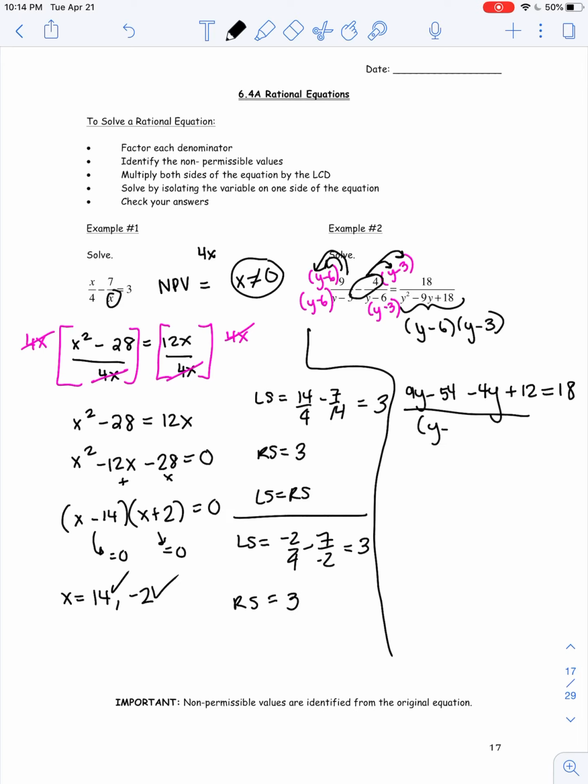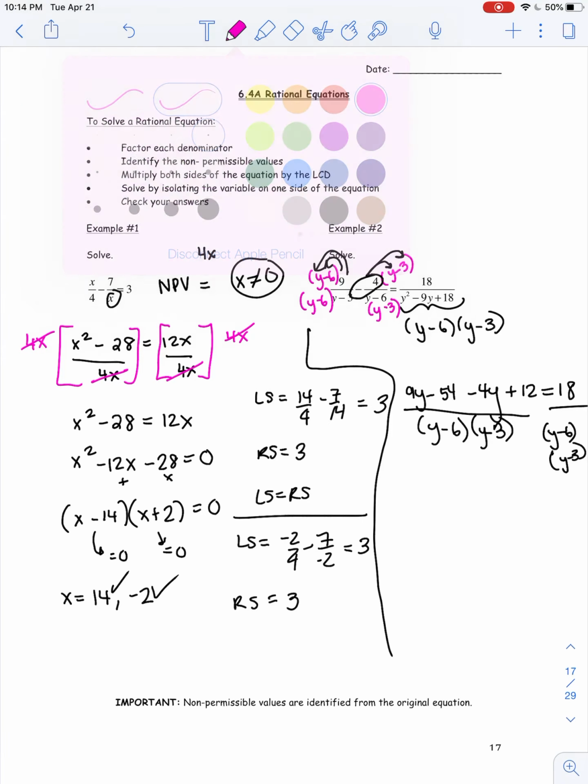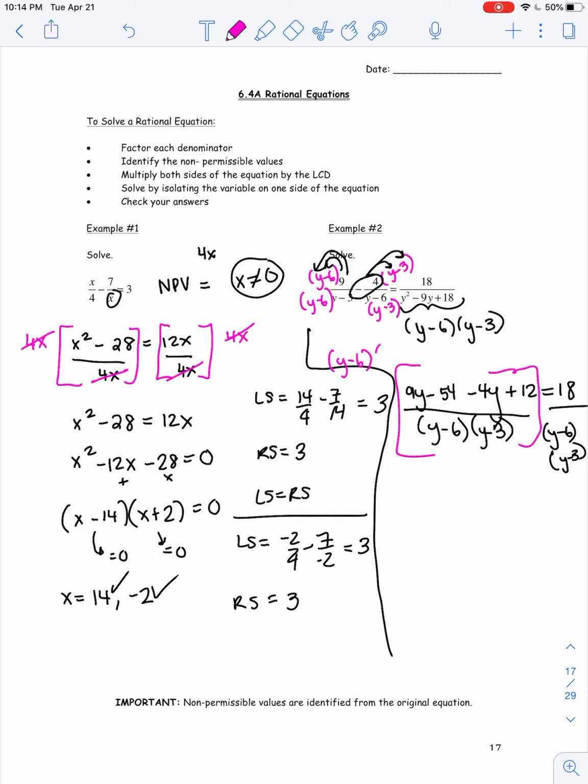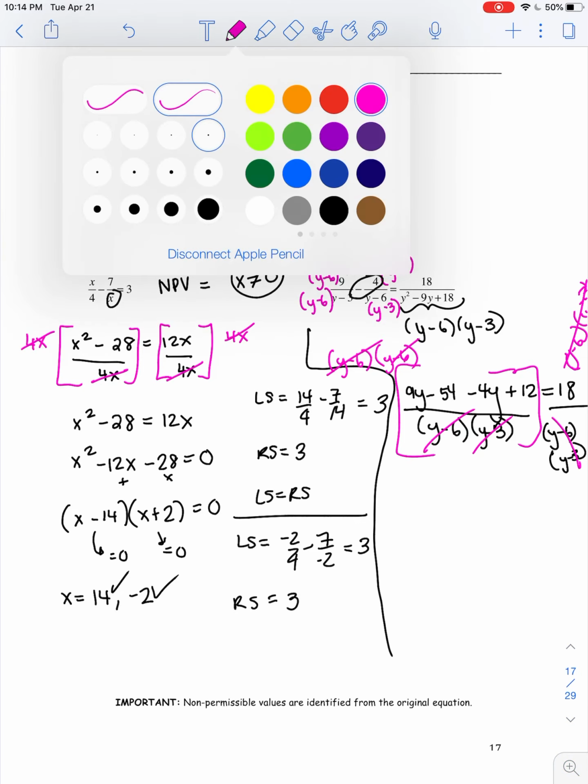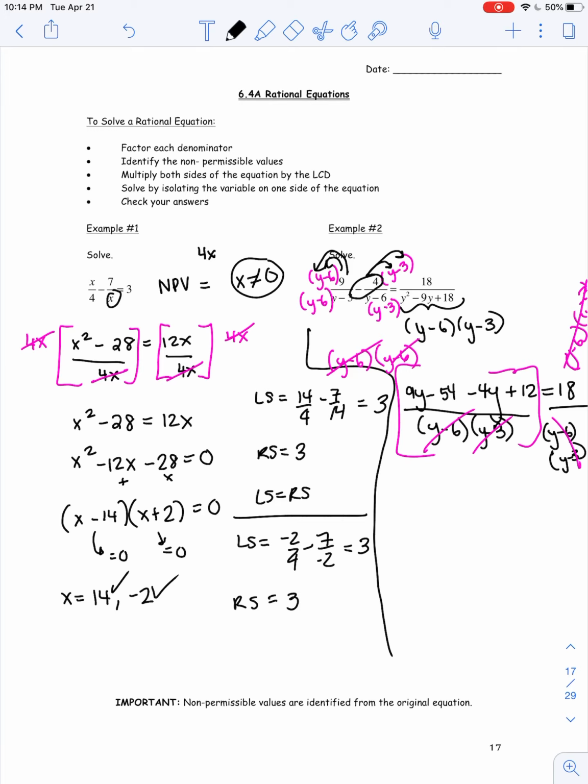Now this is over y minus 6 and y minus 3. And the right side is over y minus 6, y minus 3. And then what we're doing here is we're multiplying the left side by our lowest common denominator of y minus 6, y minus 3. And that's going to cross off with the bottom factors. And you're going to do the same thing on the right side, y minus 6, y minus 3, and it's going to cross off with all of that. So what you need to remember is that once you get common denominators, they are going to cross off. So that's the goal.